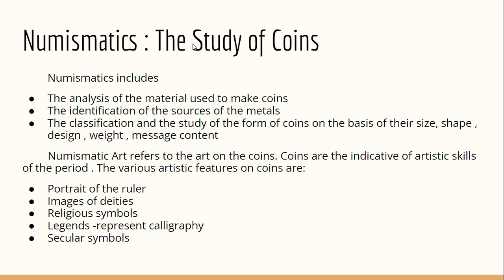It includes analysis of the material which is used to make the coins, identification of the sources of the metals which are used in making of the coins, and classification and the study of the coins on the basis of the shapes of the coins, their weight, the legends, the message which is written on them, their design. All this helps us to study about the coins. So the study of the coins is basically called numismatics.